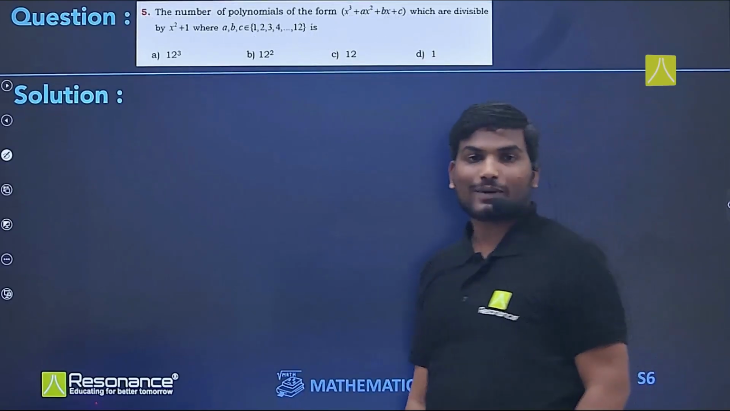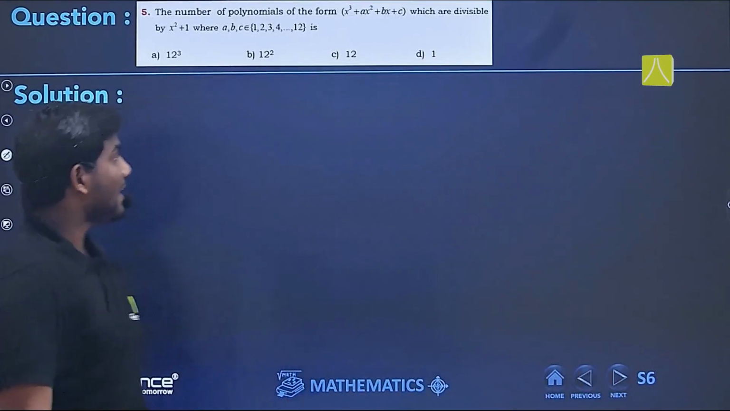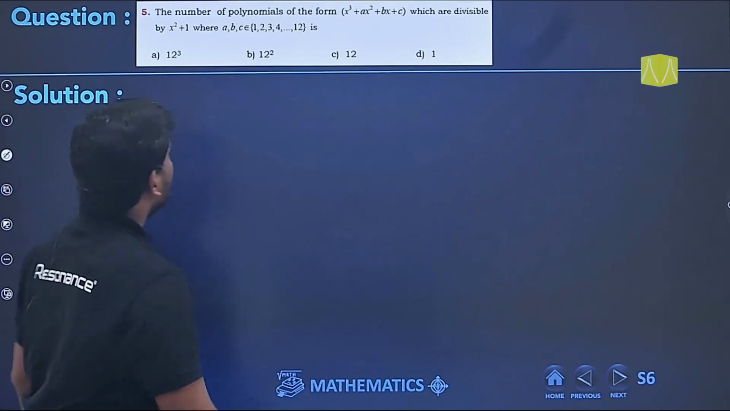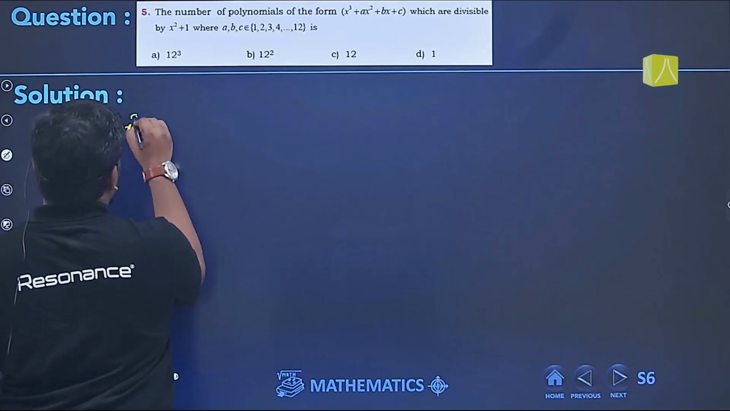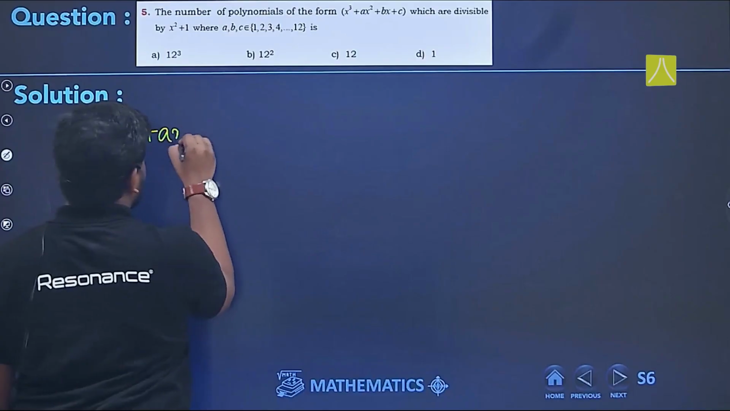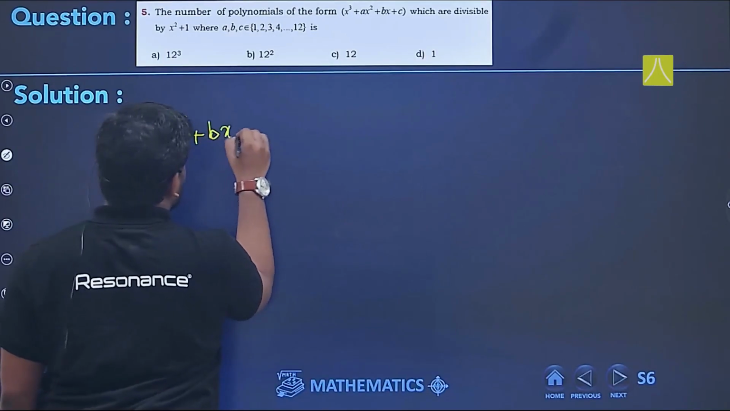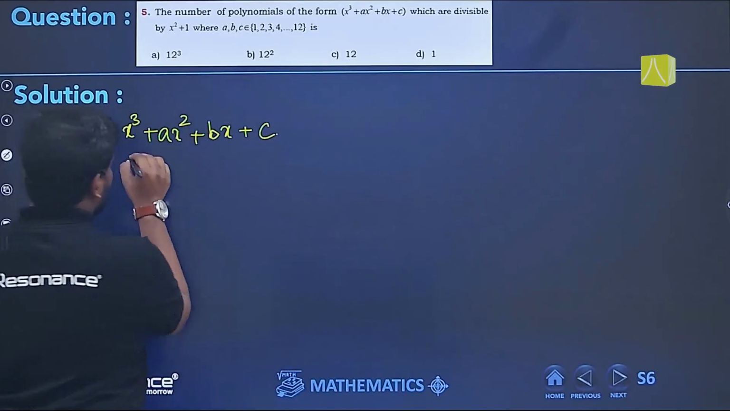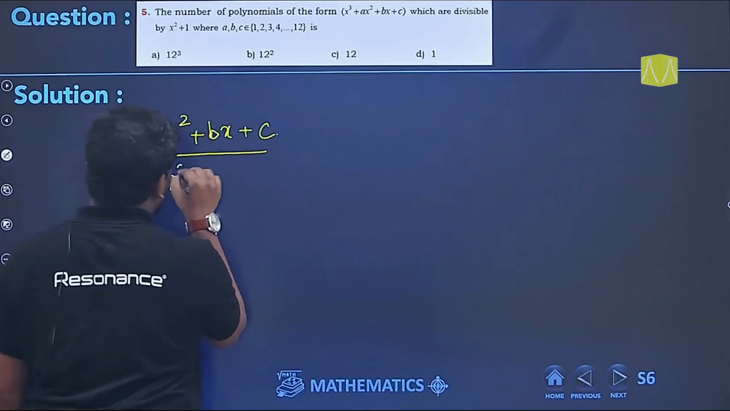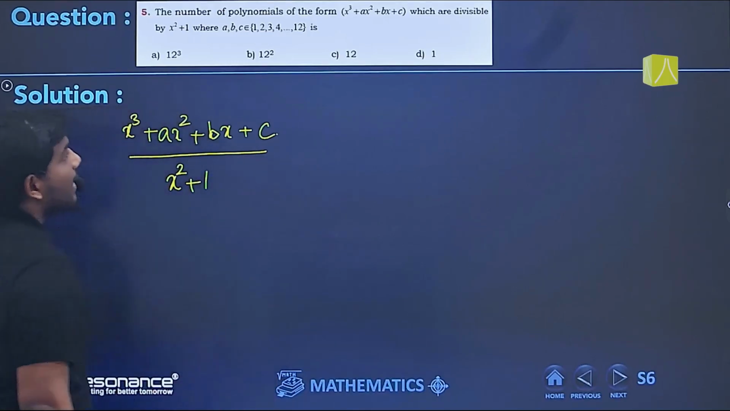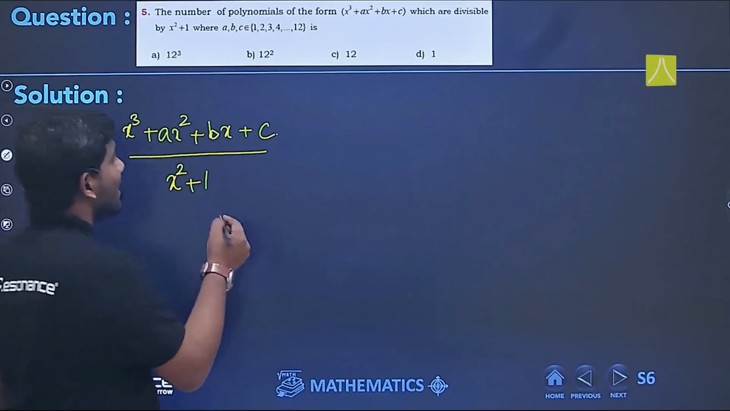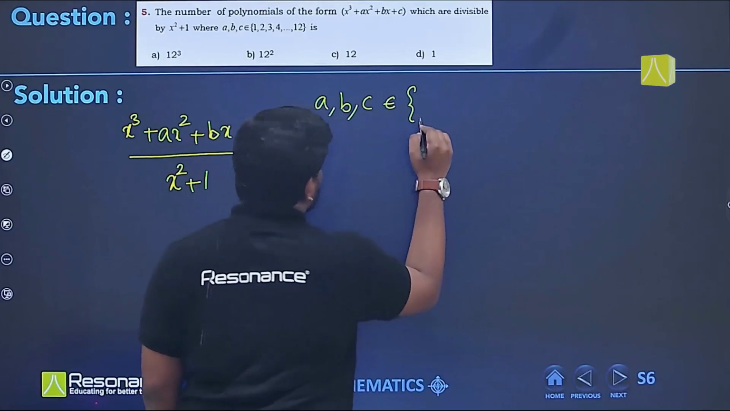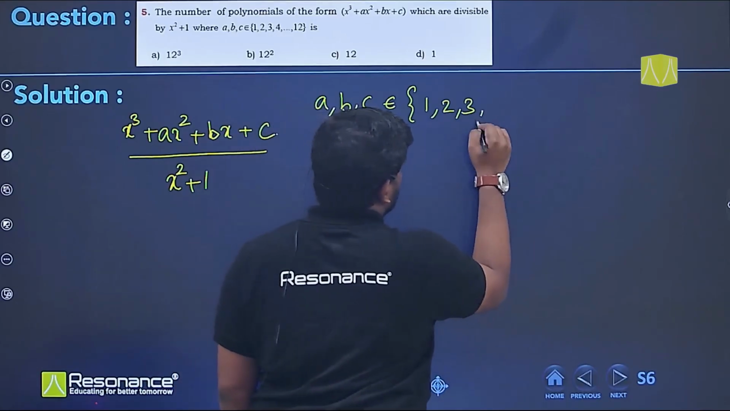Now coming to the next question. This is a pretty interesting question because most of you would tend to go for the wrong option. So the polynomial given is x cube plus ax square plus bx plus c. Now this polynomial is divisible by x square plus 1, alright, where a, b, c are picked from 1, 2, 3 and so on up to 12.